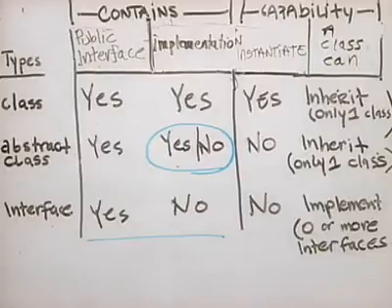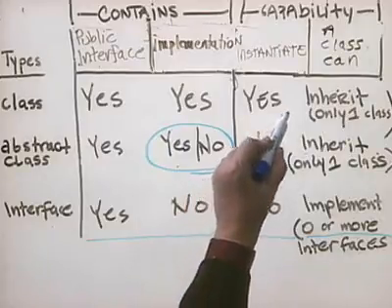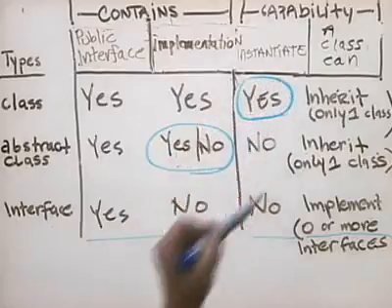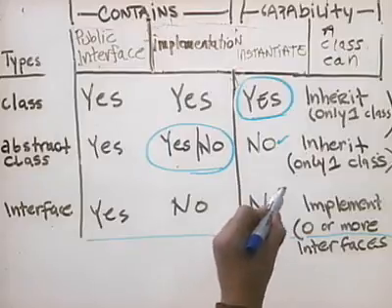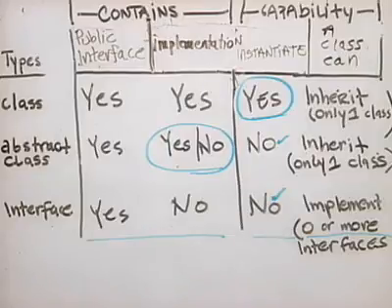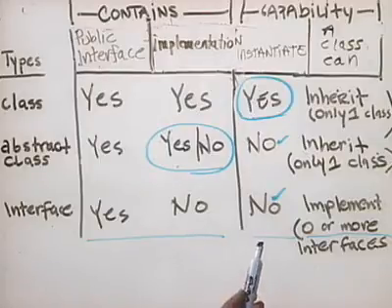Now we'll take a look at the second component here, and that is, what is the capability of the class, abstract class, and interface? The only one that is able to instantiate is a concrete class. Concrete classes are classes where you can instantiate from them. You can create objects. You can't create objects from an abstract class. Abstract class is an incomplete class. And of course, you can't instantiate from an interface because interfaces have no code. They have no implementation. They only have a set of signatures or a set of services.